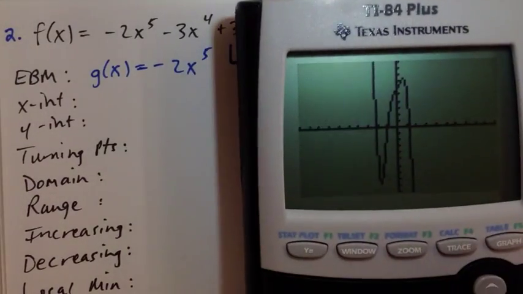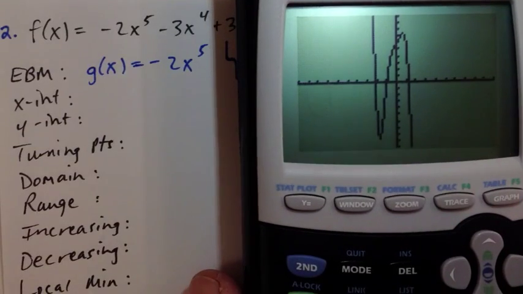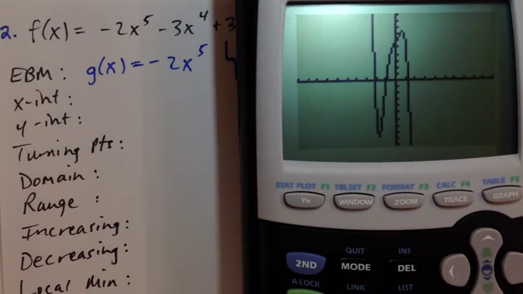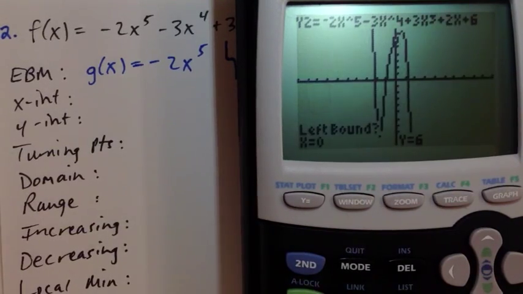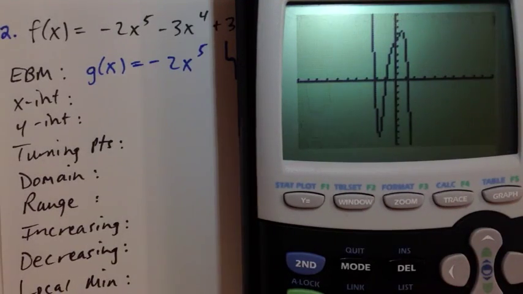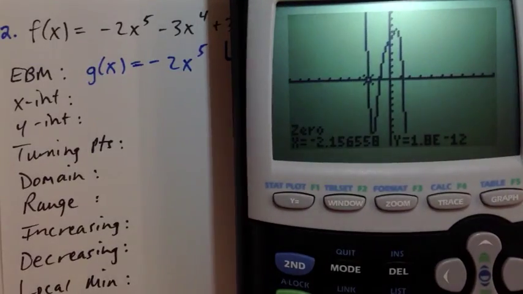Okay, so x-intercepts. I realize that some of you have already done everything, so you're probably just fast-forwarding through this. I can calculate zero, left bound negative 5, right bound 0. But here we have a left bound, or a guess, of negative 2. Get it over closer to the one on the left. So negative 2.2, comma 0.